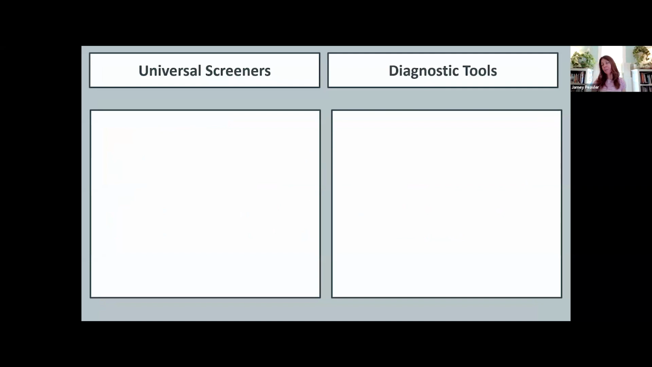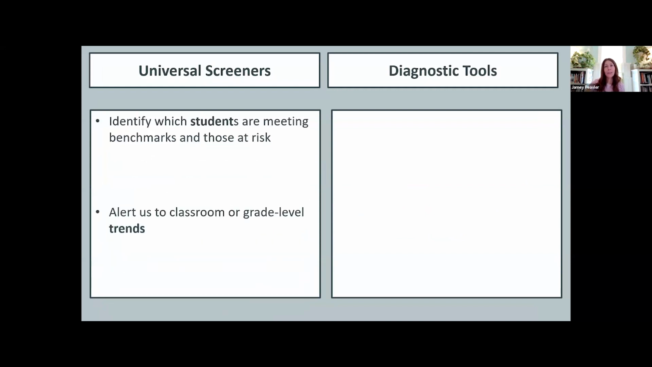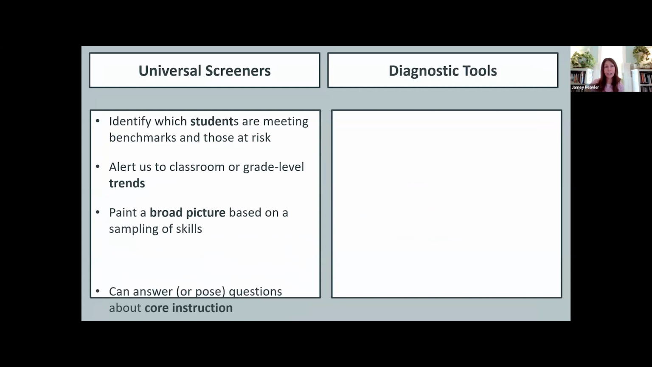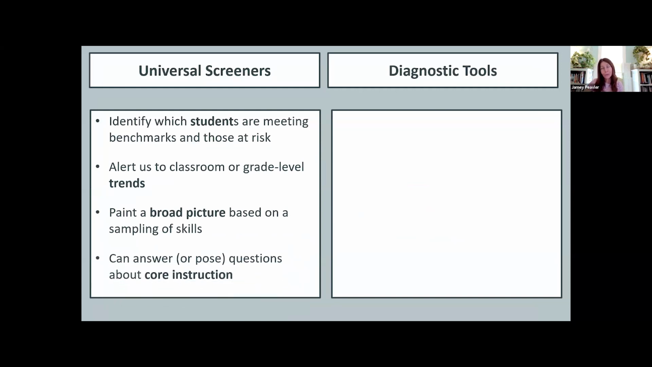So that means we have to make sure we have the right tools in place to be able to work through that process. So as you think through your universal screeners, keep in mind this is what they were intended to do. Find the students who are at risk, alert us to trends, either within our grade level, within our classroom, cross grade levels. It should give us a broad picture because it's global of how a student is doing overall as a reader. But then it might also pose more questions that we need to go investigate, either about our core, about our assessments, about our implementation. So that's what a universal screener is intended to do.